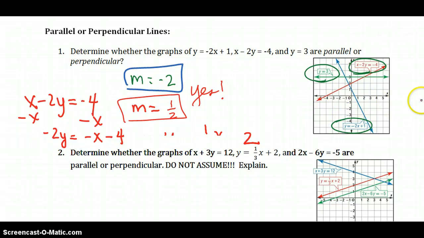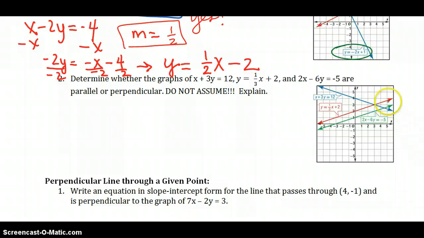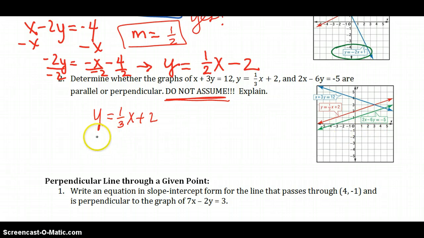Now, I told you by looking at the graph we could tell that none were parallel. In this first example, it was obvious. Now, in the second example, again, I've written here, do not assume. We are not supposed to make any assumptions. Because it's on graph paper, it's pretty easy to see, but a lot of times there will not be a picture provided. So let's go ahead. The red line is 1/3 x plus 2, and let's check into the green line. It's the only one that could possibly work.